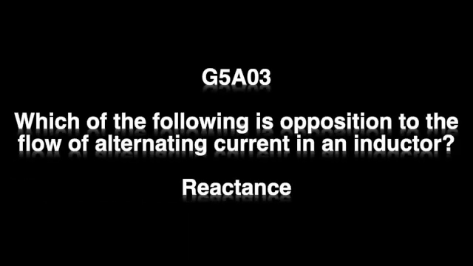G5A03. Which of the following is opposition to the flow of alternating current in an inductor? Reactance. G5A04. Which of the following is opposition to the flow of alternating current in a capacitor? Reactance.